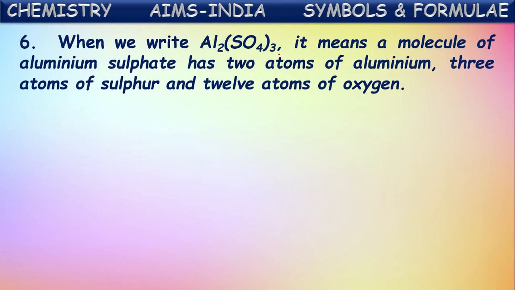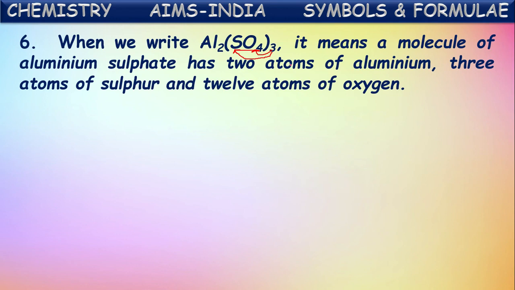At the right bottom of the aluminium symbol, 2 is written. So it represents two atoms of aluminium are present. The remaining atoms are present in the bracket, and 3 is written outside. This 3 will be applicable for all the atoms inside. Now we can say 3 atoms of sulfur and 3 into 4, totally 12 atoms of oxygen are present in one molecule of aluminium sulfate.